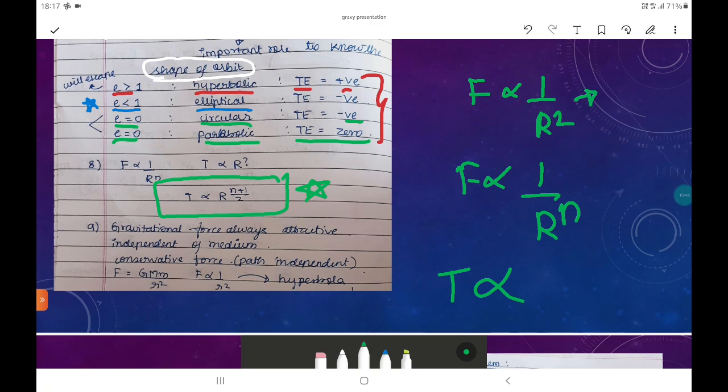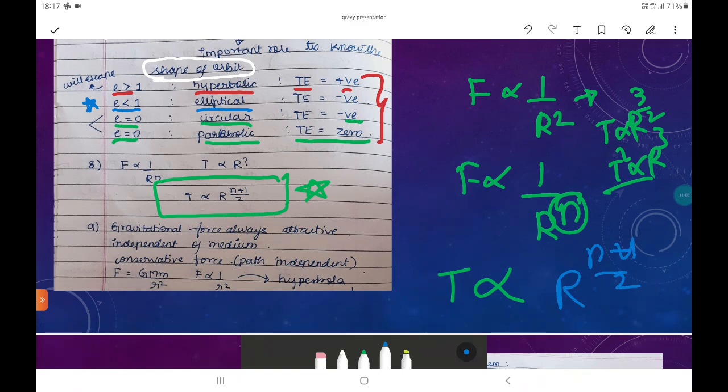In this case, the time was proportional to r to the power 3 by 2, right? T square is directly proportional to r to the power 3. This was the equation. Suppose this is n, we don't know which value it is, then time is directly proportional to r to the power (n plus 1) by 2. You need to remember this.